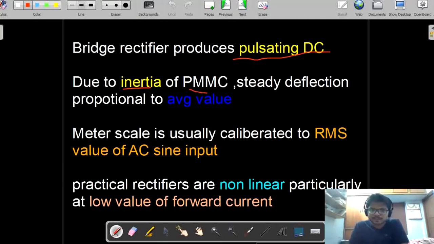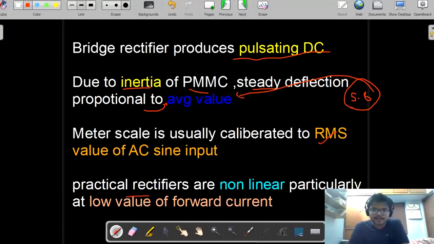Due to the PMMC, steady state deflection is proportional to the average value. Then we read some measurement from the meter. Suppose the reading I have read is 5.8. Then is this 5.8 really the average value? No, the value which we read from the meter is called the RMS value of the input.